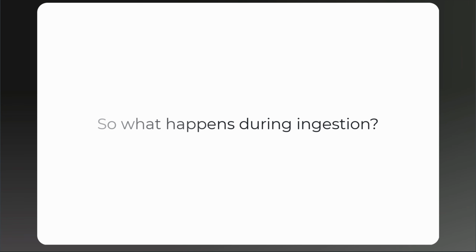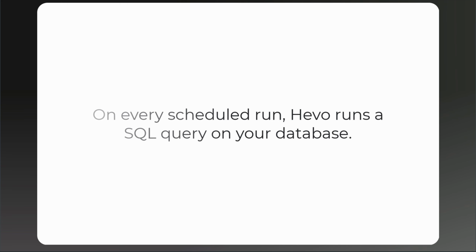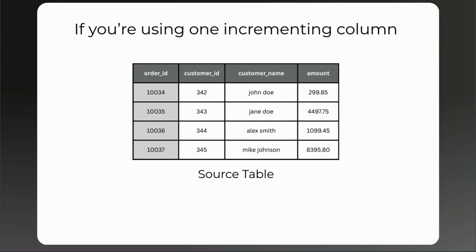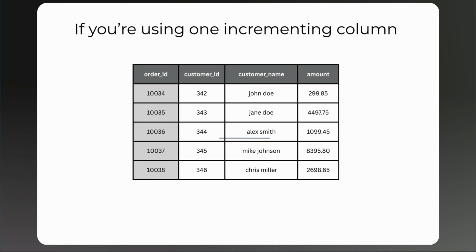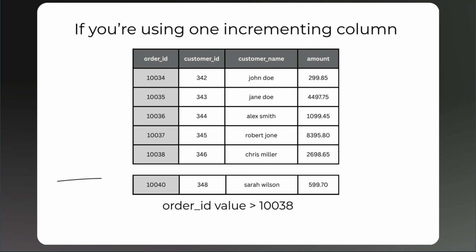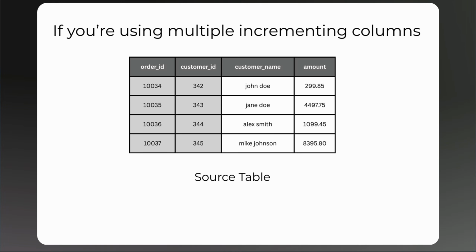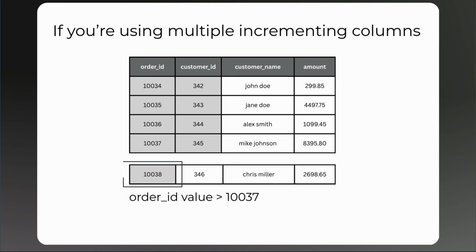So what happens during ingestion? On every scheduled run, Hevo runs a SQL query on your database. If you're using one incrementing column, Hevo fetches rows with values greater than the last ingested value. Updated rows are ignored. Only newly added rows are picked up for ingestion. If you're using multiple columns, Hevo compares them in sequence to determine what's new.